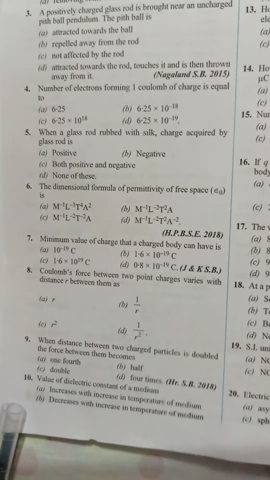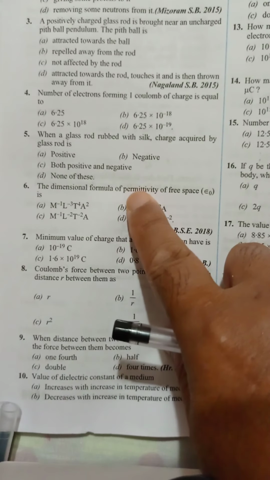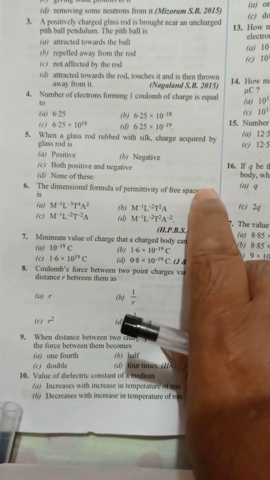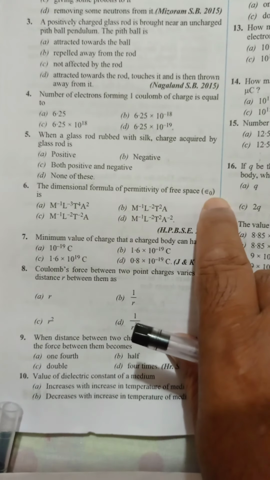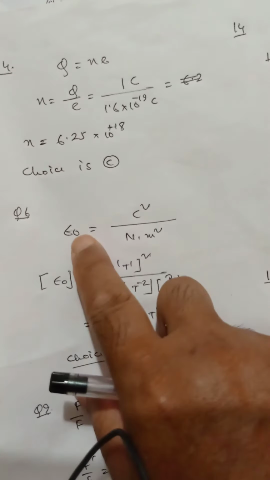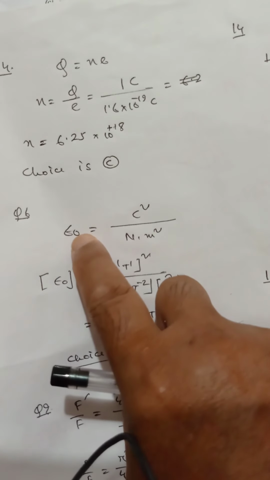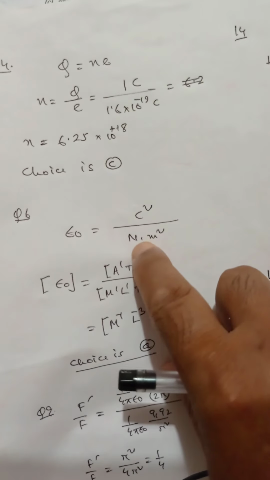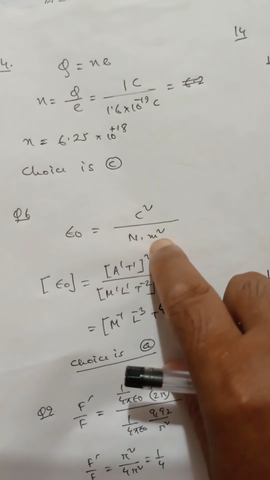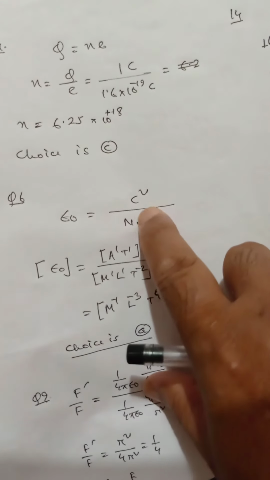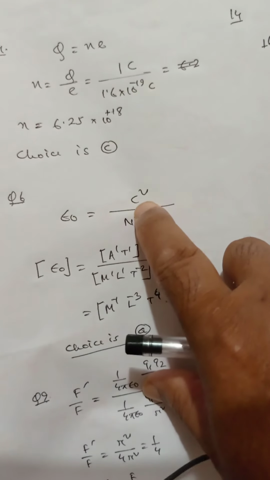Next, question number 6. The dimensional formula of permittivity of free space. So this is epsilon 0. What is the unit of epsilon 0? It is called permittivity of the free space. It is Coulomb square by Newton meter square. If we know the unit, we can find out the dimension. What is Coulomb? Coulomb is the unit of charge.